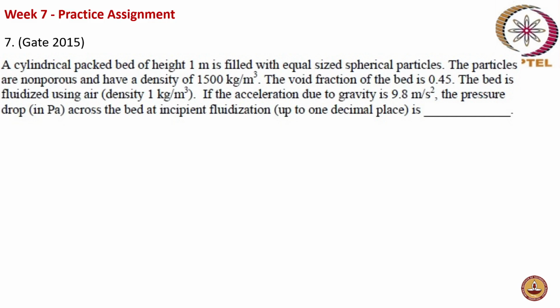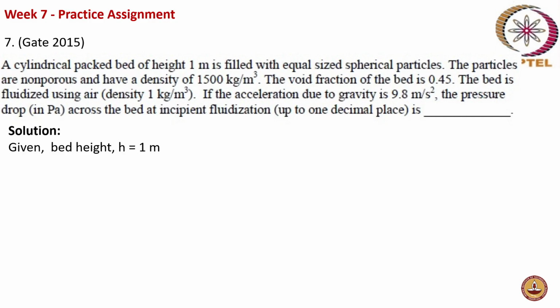The void fraction of the bed is 0.45 and the bed is fluidized using air, which has a density of 1 kilogram per meter cube. If the acceleration due to gravity is 9.8 meter per second square, the pressure drop across the bed at incipient fluidization is dash. So, what is all the information given?